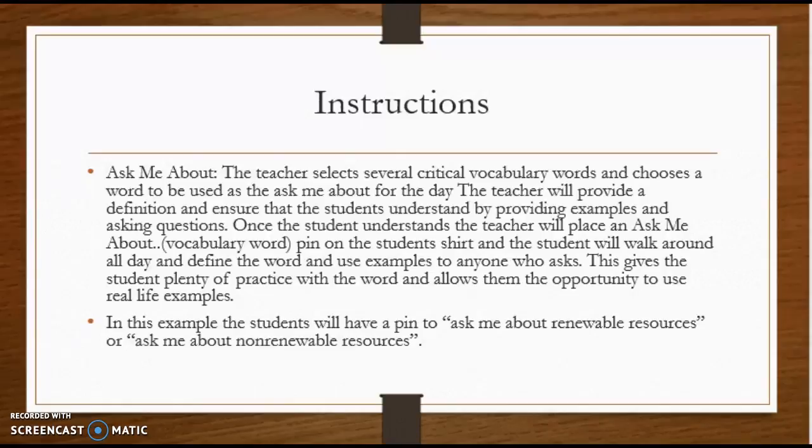In this example, the students will have a pin to ask me about renewable resources or ask me about non-renewable resources. One fun way I think you could incorporate this Ask Me About pin is you could have half of your class have a pin that says Ask Me About renewable resources, and the other half could have non-renewable resources. At the end of the day, the students can come back together to talk about their experiences on identifying the renewable and non-renewable resources.